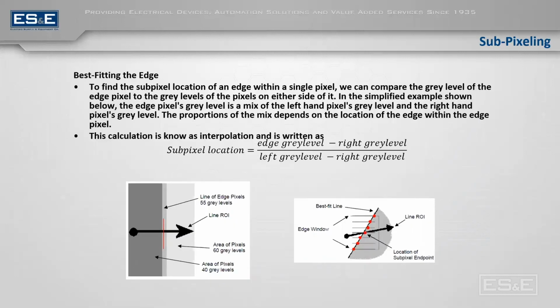This is also called best fitting edge. It's just another example of edge detection and what goes into it. Subpixel location of an edge within a single pixel: you can compare the gray level of the edge pixel to the gray levels of the pixels on either side of it. In the simplified example shown below, the edge pixel's gray level is a mix of the left-hand pixel's gray level and the right-hand pixel's gray level. The proportions of the mix depend on the location of the edge within the edge pixel. So pretty much it's saying that your gray level and your edges are going to be determined by where your lines are, where your edges are, where your regions of interest are, and what your pixel counts are.